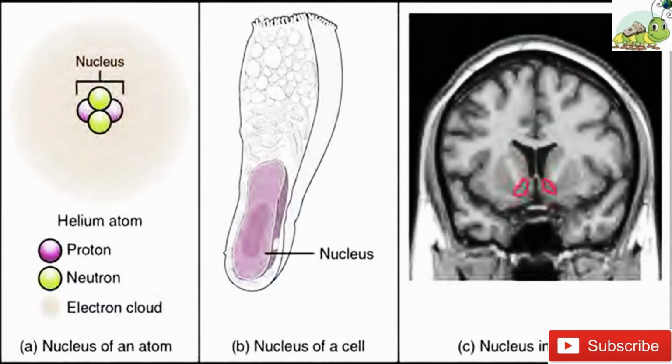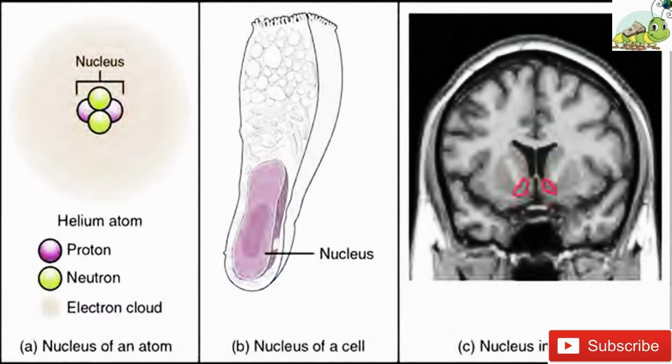Those names are specific to whether the structure is central or peripheral. A localized collection of neuron cell bodies in the CNS is referred to as a nucleus. In the PNS, a cluster of neuron cell bodies is referred to as a ganglion.